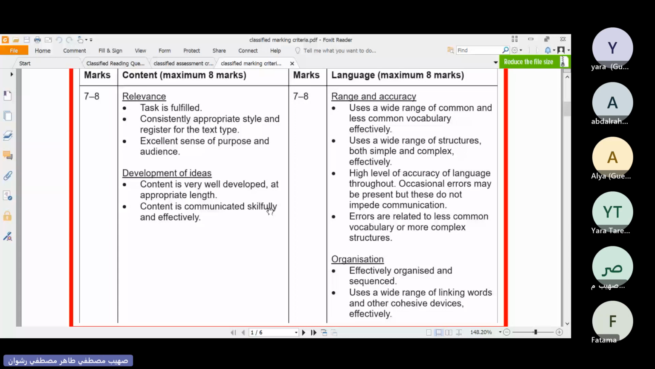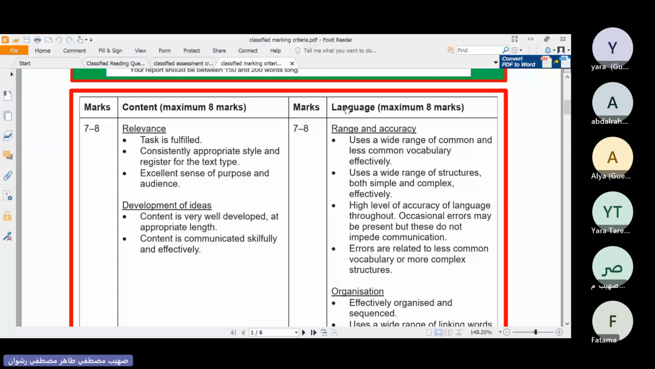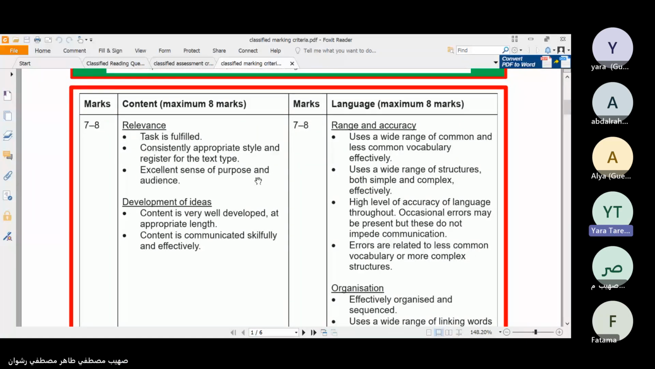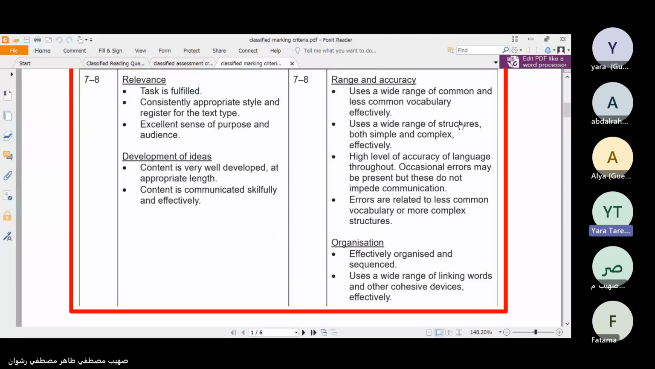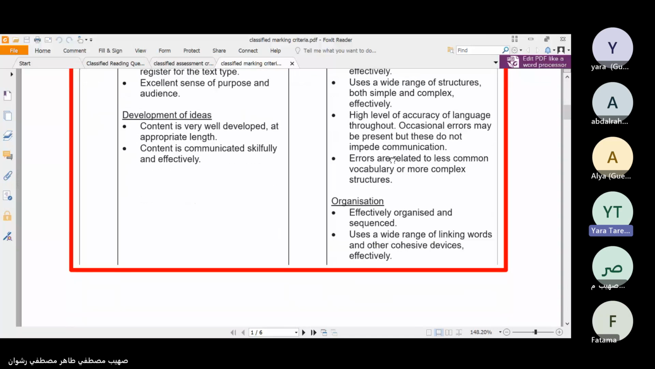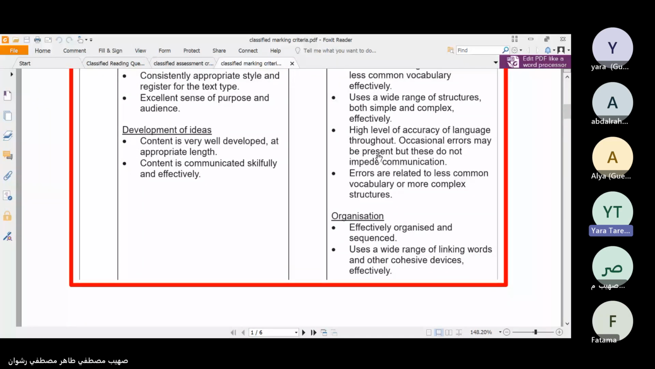Thank you. Yara, in terms of language, what should we include in terms of language? Read here. Range and accuracy. Use a wide range of common and less common vocabulary effectively. Use a wide range of structures, both simple and complex, effectively. High level of accuracy of language throughout. Occasional errors may be present, but these do not impede communication. Errors are related to less common vocabulary or more complex structures.